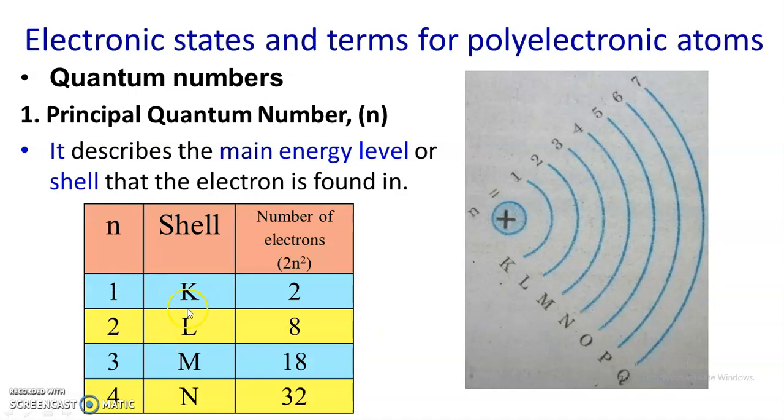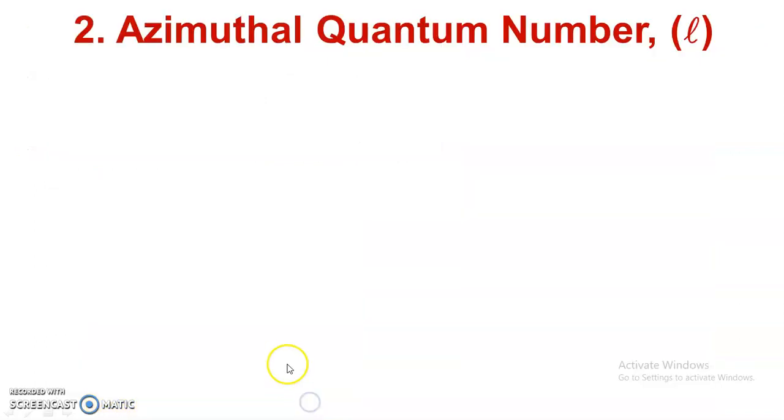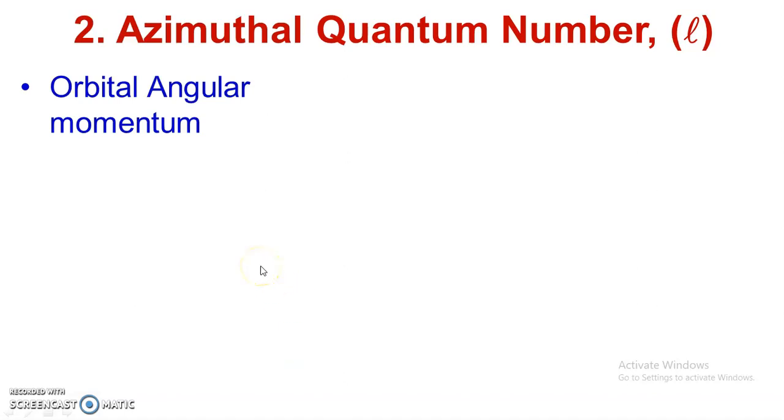Now in a given shell or main energy level, there are 2n square number of electrons. For example, in first shell there are 2 electrons, in second shell there are 8 electrons, in third shell there are 18 electrons, and in fourth shell there are 32 electrons. This part you know. Now second important quantum number is the azimuthal quantum number or orbital quantum number or subsidiary quantum number. Now this quantum number describes the orbital angular momentum or shape of the subshell.